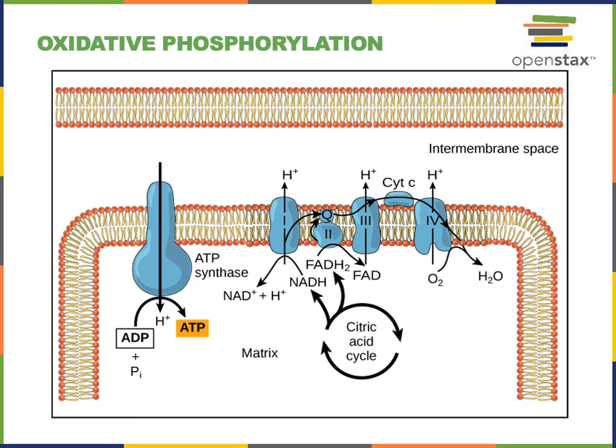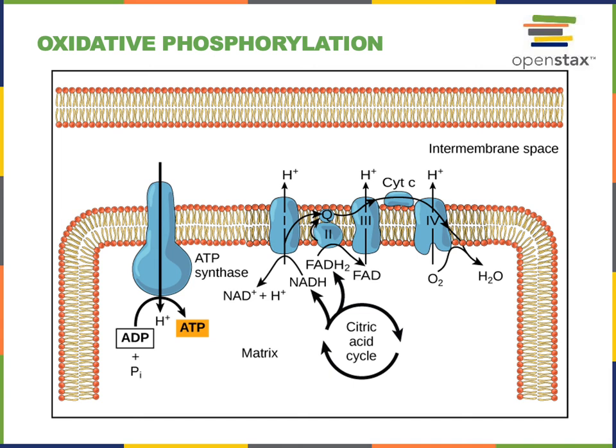And so to summarize oxidative phosphorylation, high energy electron carriers NADH and FADH2 enter the electron transport chain from the citric acid cycle. And as those high energy electron carriers become oxidized, electrons are transferred through the electron transport chain. And as those high energy electrons are passed down the electron transport chain, energy released is used to pump hydrogen ions out of the mitochondrial matrix into the intermembrane space.